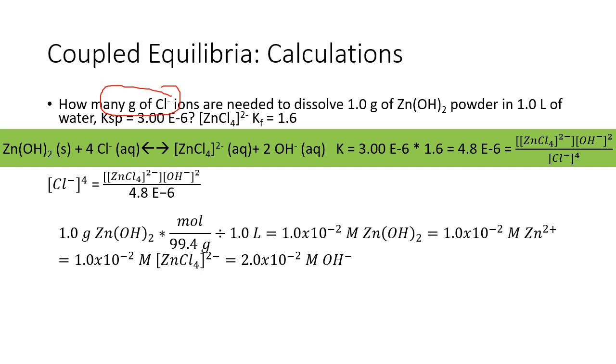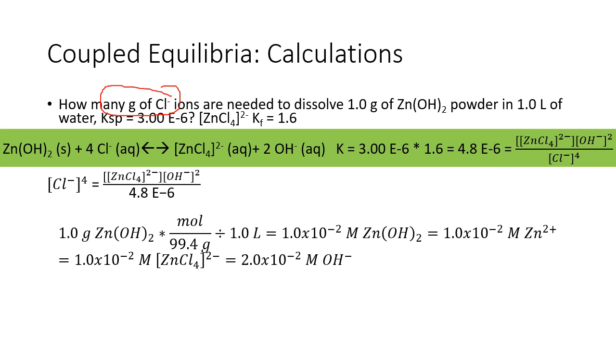Rather, it's the zinc chloride complex. So that's a 1-to-1 ratio as well, because we just have the 1 zinc in both. And so that concentration is 1 times 10 to the negative 2nd. When we go to do the hydroxide concentration, remember we're dissolving all of this per the problem. So there's 2 hydroxides for every 1 zinc in zinc hydroxide. So we multiply by 2, and we get 2 times 10 to the negative 2nd molar hydroxide.